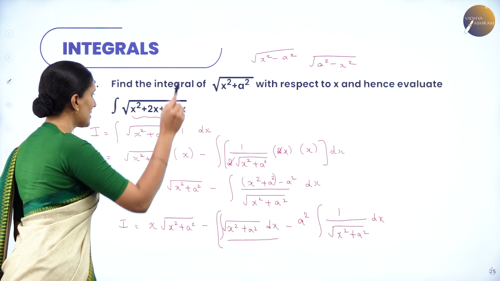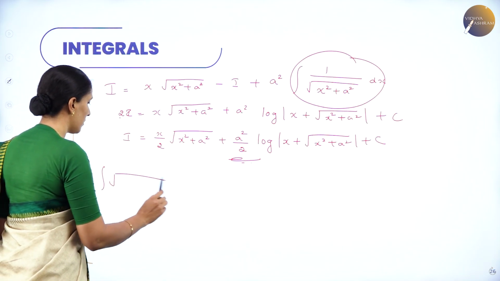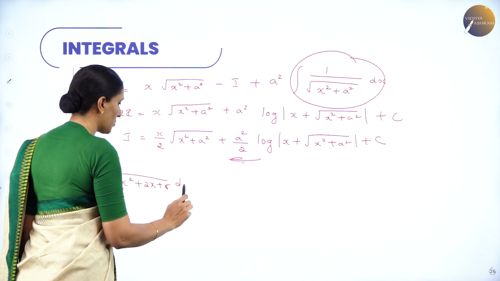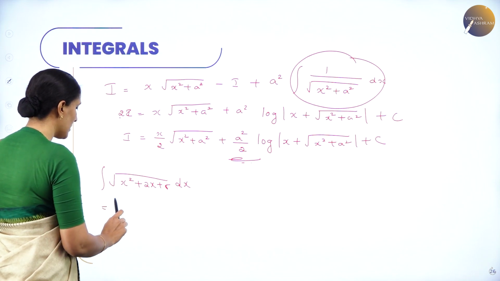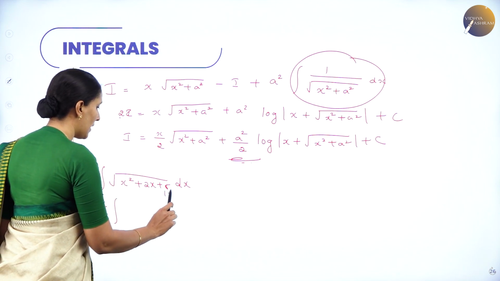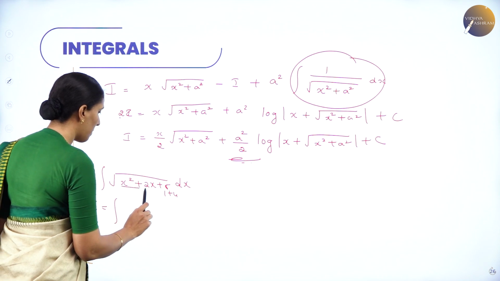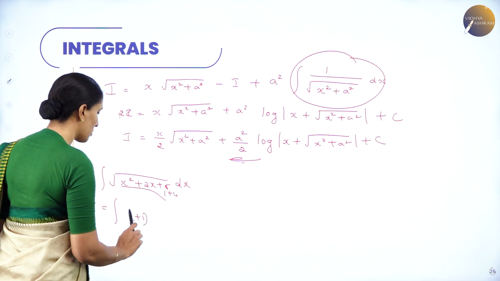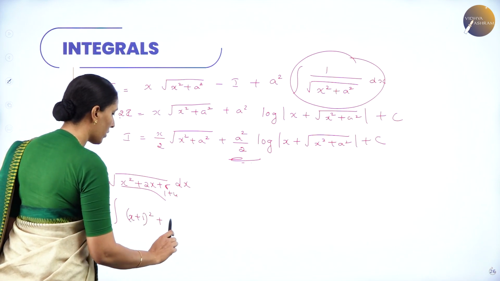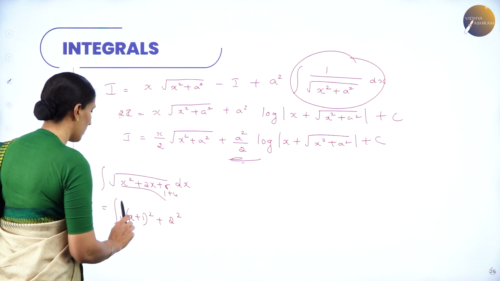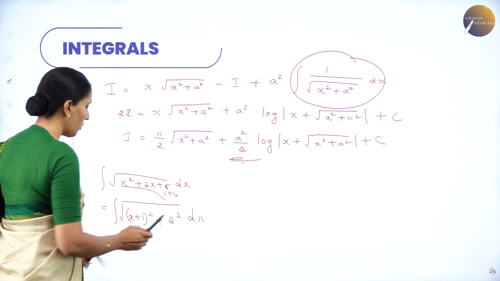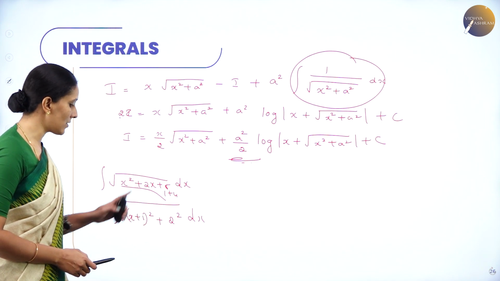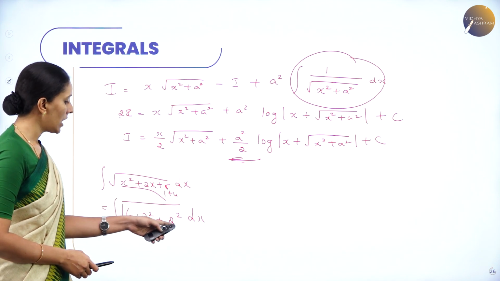Now we will simplify this. So we have the integral of square root of x square plus 2x plus 5 with respect to dx. So 5 can be written as 1 plus 4. So x square plus 2x plus 1 is in the form of x plus 1 whole square, and plus 4 can be written as 2 square under the square root. Now you can clearly see this is in the standard form of root of x square plus a square, where x is x plus 1 and a is 2.